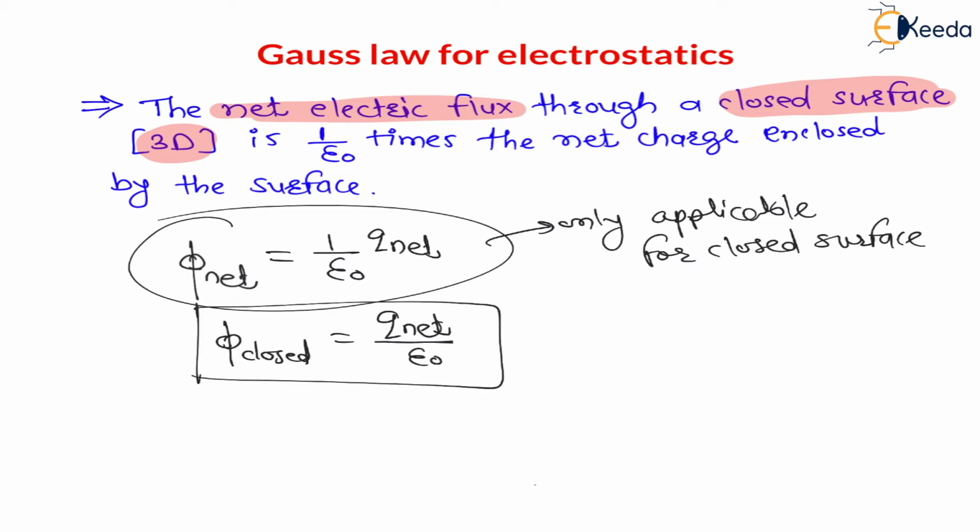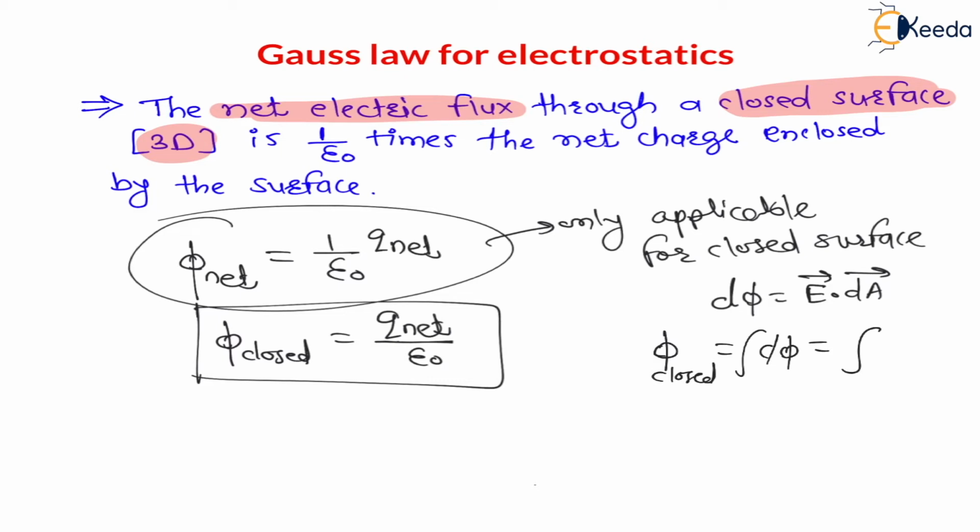Now my dear students, just now we have seen that through a very small area, d phi is nothing but E dot dA, where dA is the area vector and E is the electric field vector. Therefore if I integrate both sides, I will get the total flux through the closed surface, which is nothing but integration of d phi. It is a closed surface. My dear students, as it is a closed surface, here we have to draw a circle, a ring like this, to show it is a closed surface, integral of E dot dA.